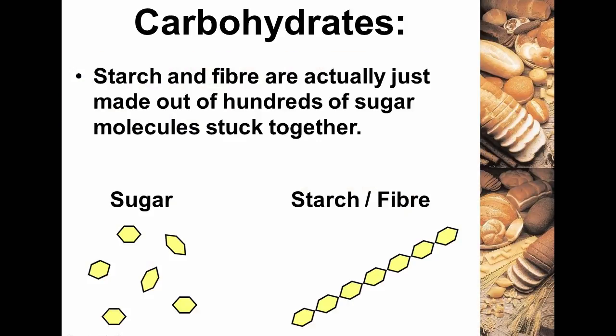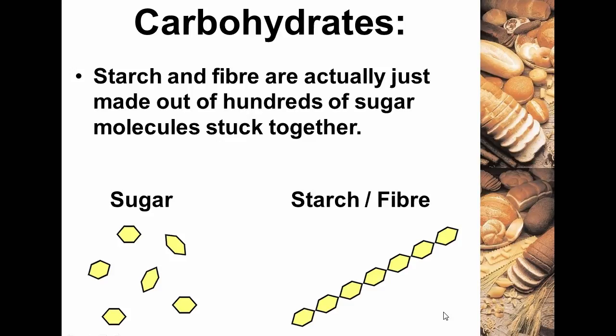If we look at the connection between them, starch and fiber are actually just made out of hundreds of sugar molecules all stuck together. So you can see here sugar, I've drawn it as little hexagons, and I'll explain why it's little hexagons. But starch or fiber is just a long chain of sugar. That's really all it is. So if we piece together the sugars, we get a long chain. It's going to be either starch or fiber.